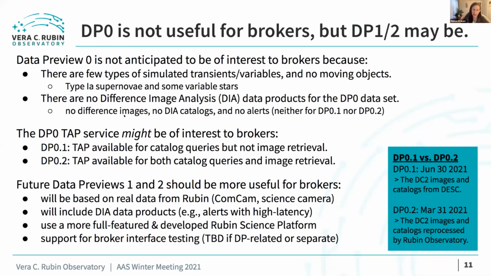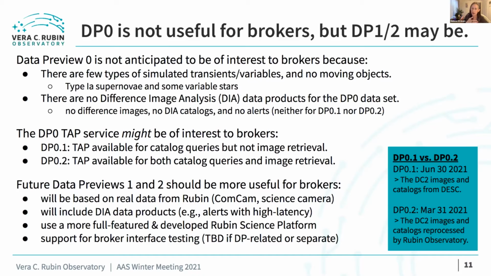So that being said, we're not sure that DP0 is actually that useful for brokers in particular, but DP1 and DP2, the next two data previews between now and operations, might be. So I just want to go into a little bit more why that might be. DP0 is not really anticipated to be of interest to brokers, mainly because there are a few types of simulated transients and variables and no moving objects.